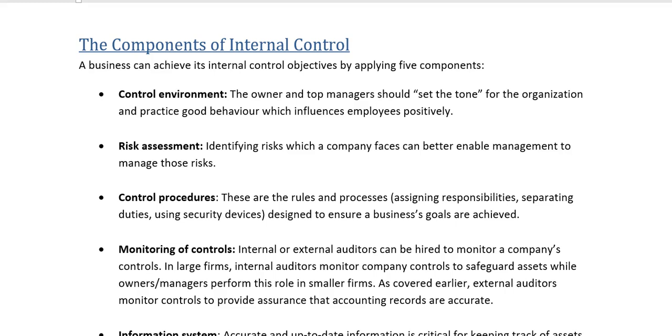You have control procedures. These are the rules and processes. So assigning responsibility, separating duties, using security devices. These rules and processes are designed to ensure a business's goals are achieved. So you want to set control procedures carefully to make sure that they do indeed serve your purpose, but they're also not too stringent to really hurt productivity. But you also want to follow those procedures carefully and monitor them to make sure they're achieving your goals. So that brings us to the next point, monitoring of controls.